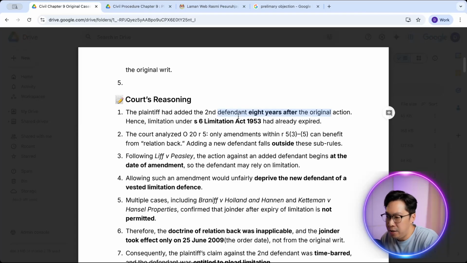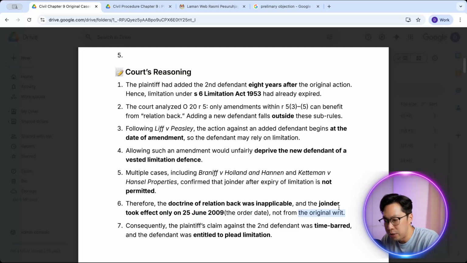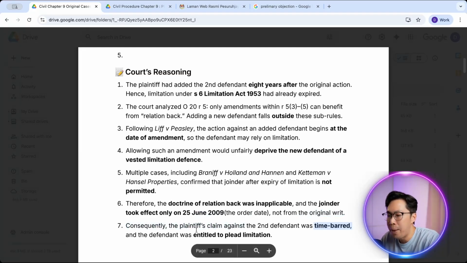the plaintiff had added the defendant after 8 years. Limitation had kicked in. Only an amendment that qualifies can benefit from relation back. Adding an outside party is not the exception. Following the authorities, action against the added party begins at the date of joinder. So the defendant will rely on limitation. Allowing such an amendment would unfairly deprive the new defendant of a vested limitation defense. Because it's outside the limitation period, on the particular date of 2017. The doctrine of relation back is inapplicable and the joinder took effect on this date and not from the original writ. Consequently, the plaintiff's claim was time barred and the defendant was entitled to plead limitation.